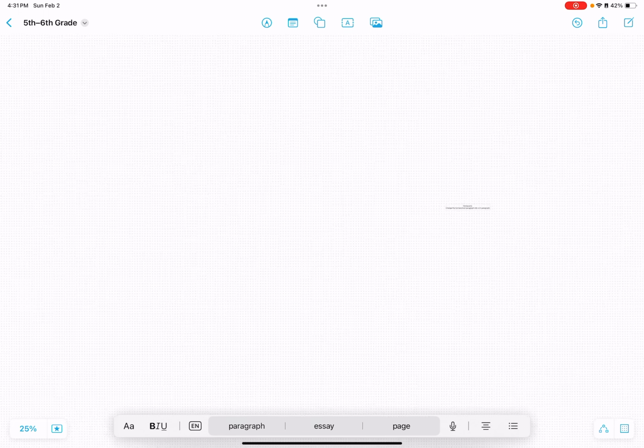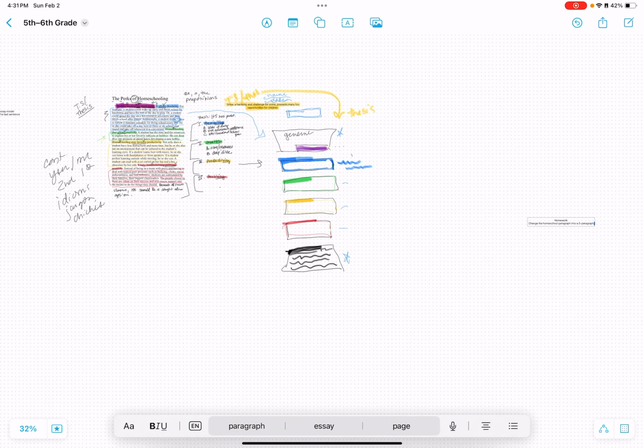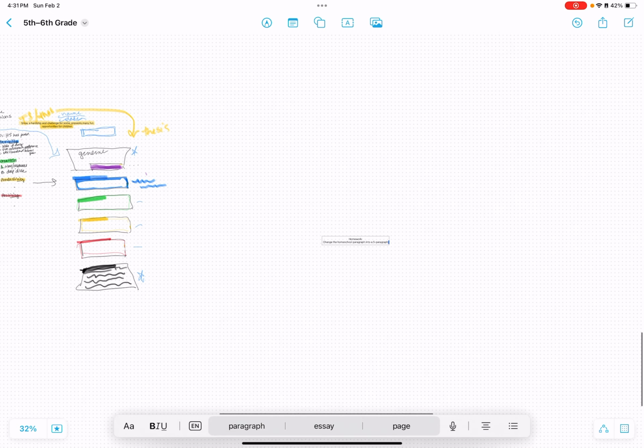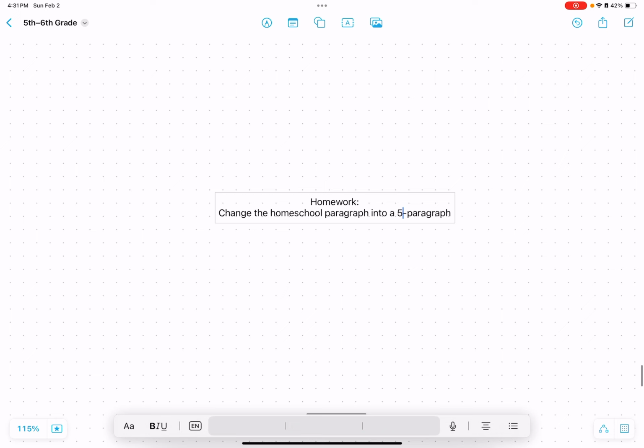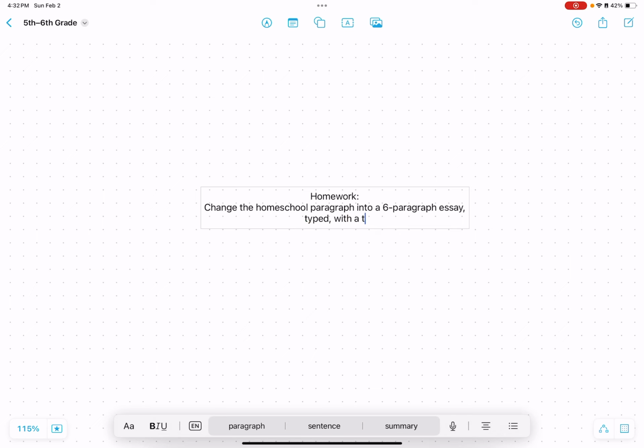5-paragraph essay. Oh, you know what? I think it was a 6-paragraph essay because we had 4 points. So I'm going to call it a 6-paragraph essay, but normally it's called a 5-paragraph essay. If you want to drop one of the points, you're allowed to. Change the homeschool paragraph into a 5-paragraph essay, typed with a title, your name, date, due.